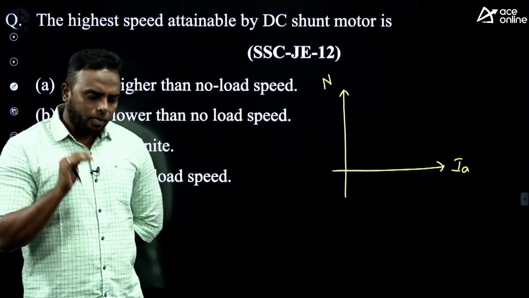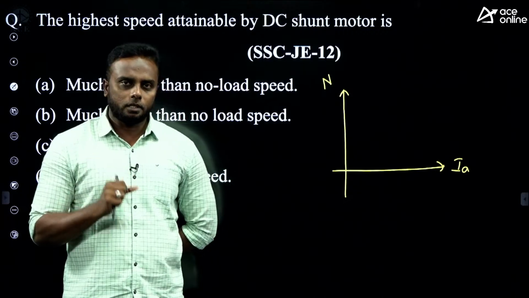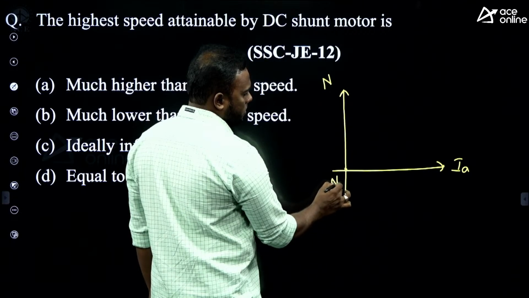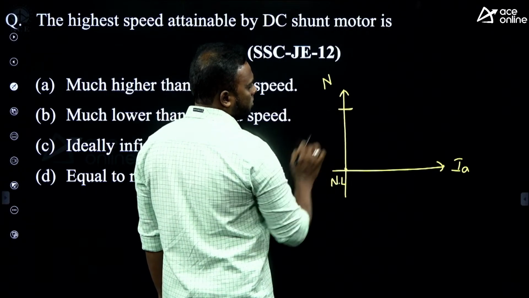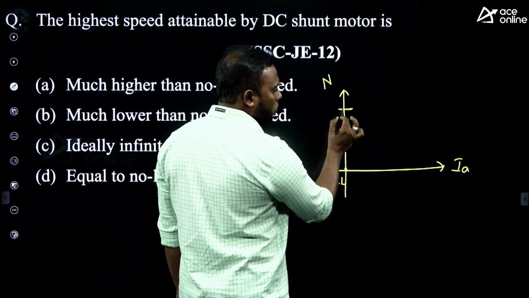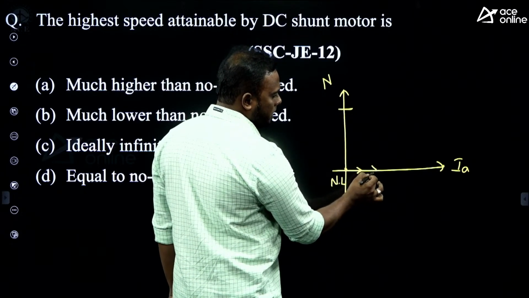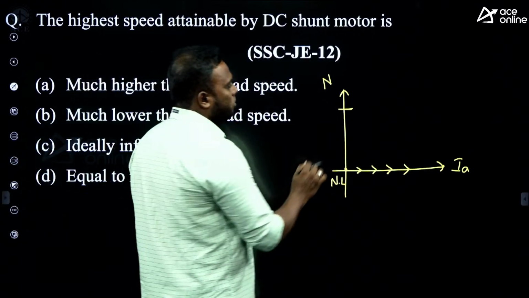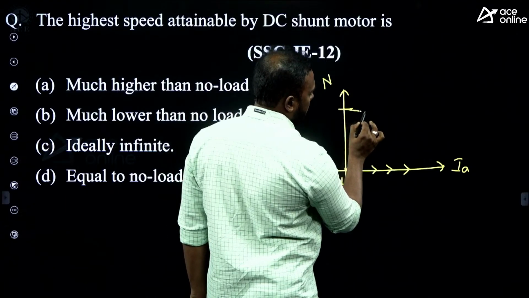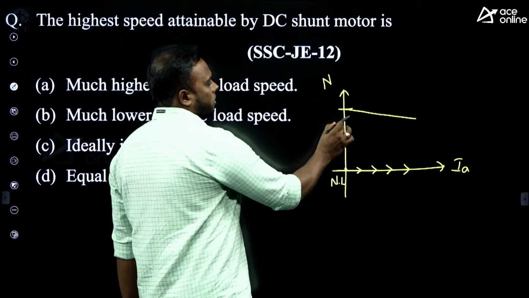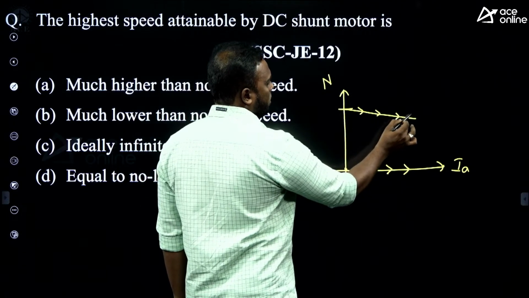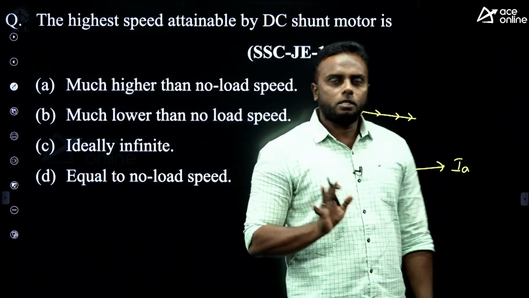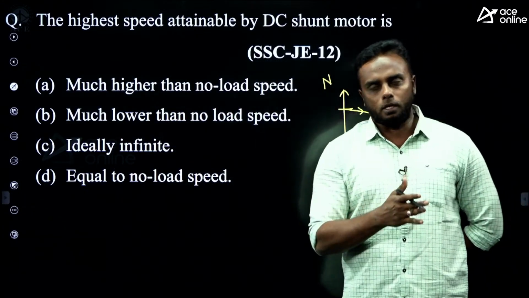It is a finite speed only, not like a series motor, which has dangerously high speed. Under no load condition, the current is almost zero, and the speed is some finite value. This is the no load speed. But whenever load increases, the current taken by the motor increases, and the speed of the motor slightly decreases. Some 30, 40, 50 RPM will drop from no load condition to full load condition.